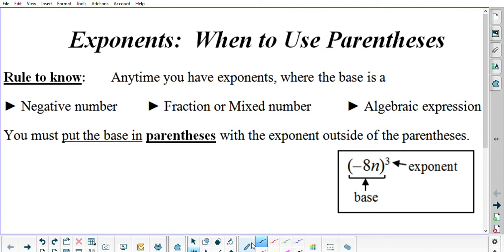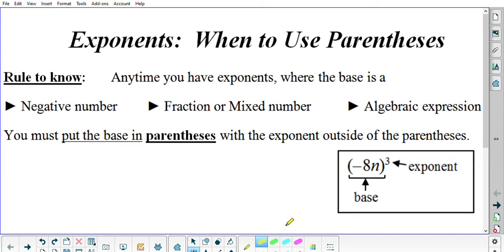Today we're going to be looking at a short little guided notes called Exponents, When to Use Parentheses. You might recognize this because it's something I did teach you early in the beginning of the school year, but it's a very necessary review because of this new unit we're about to get into, which is all about exponents and also square and cube roots. So there are some things I need to review with you, and that's the purpose of these guided notes.